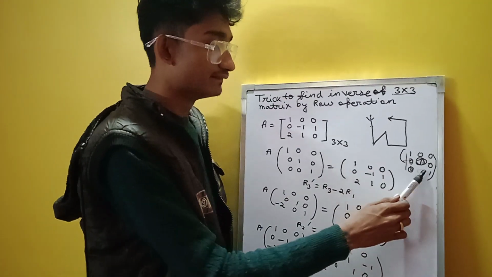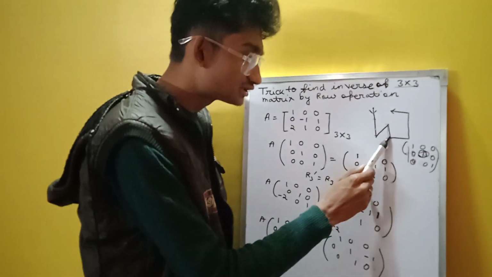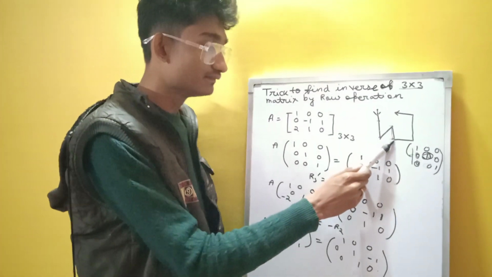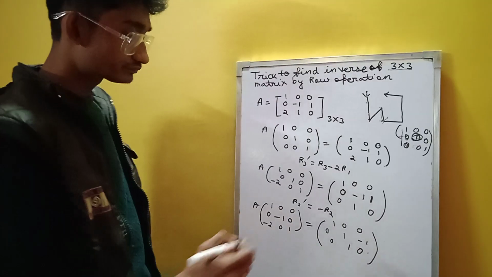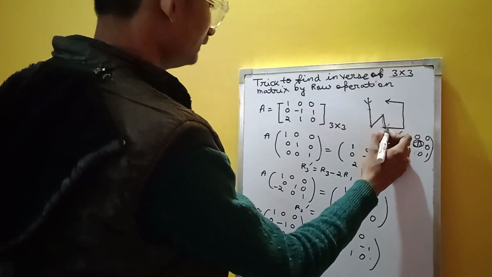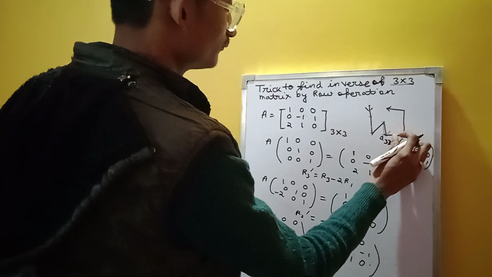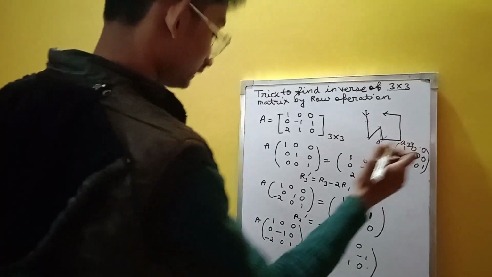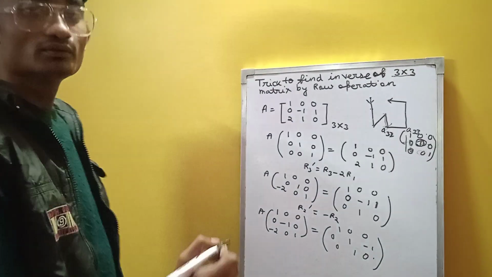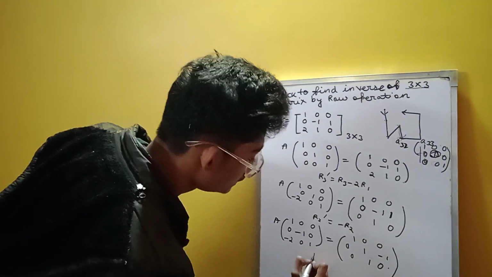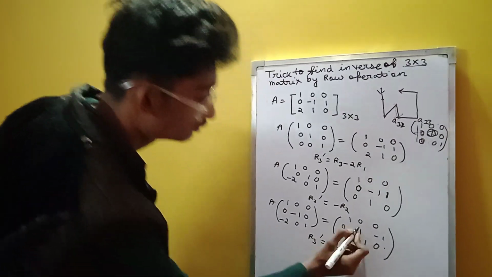Let's move to this element 0. It should be made 0. The arrow direction is over here, so we will make this 0. The next target is this element, A31, A32, and A33. This element should be made 0. So how will we tackle this element? Row 3 dash will be row 3 minus row 2.